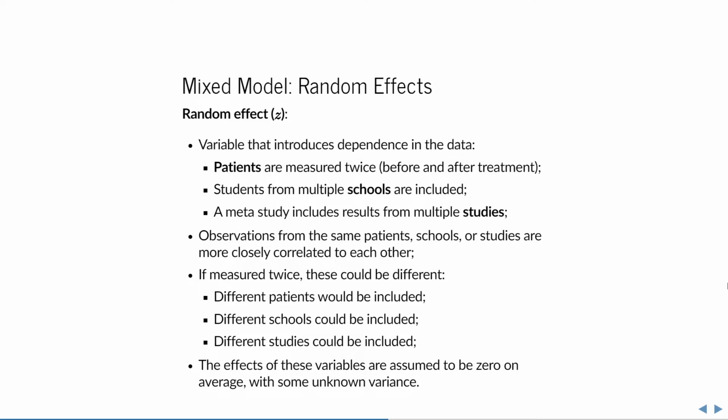And if measured twice, as a rule of thumb to recognize a random effect, these could be different. In another study, we would use different patients. In another study, we would use different schools, and we would use different original studies. But for a single patient, or for a single school, or for a single study, all the fixed effects would be constant. So the effects of these variables, random effects, are assumed to be 0 on average, with some unknown variance. And the goal of a mixed model is to estimate this variance and then subtract that from the overall effect on the outcome.